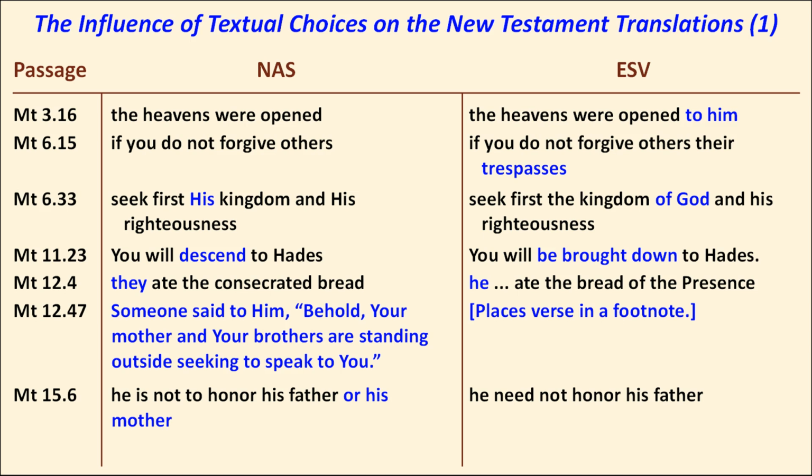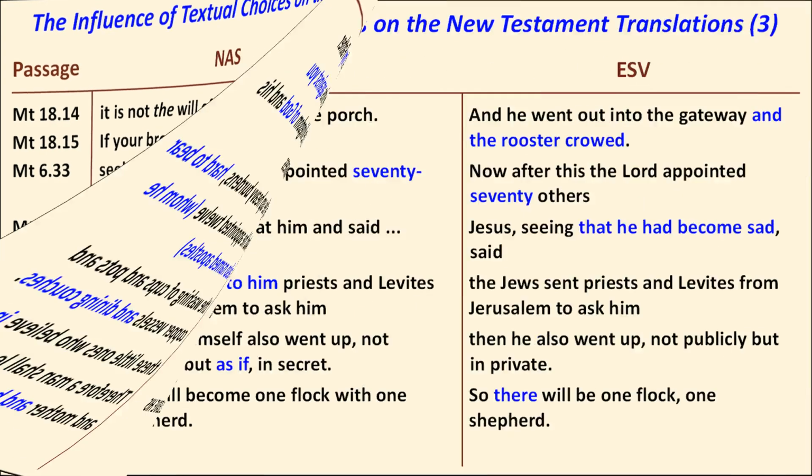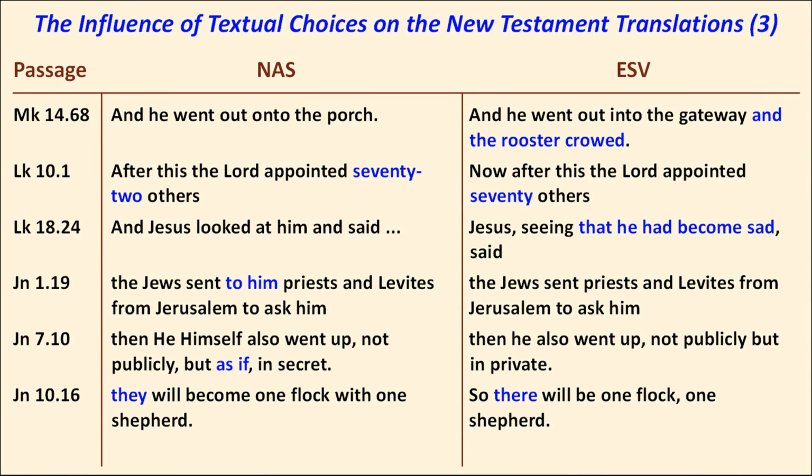Of interest on the first chart is Matthew 12:47, which the NAS includes in the text and the ESV relegates to a footnote. The ESV text is generally longer in the verses shown on this chart. Notice here that in the NAS version of Luke 10:1, the Lord appointed 72. In the ESV's version, the Lord appointed only 70.